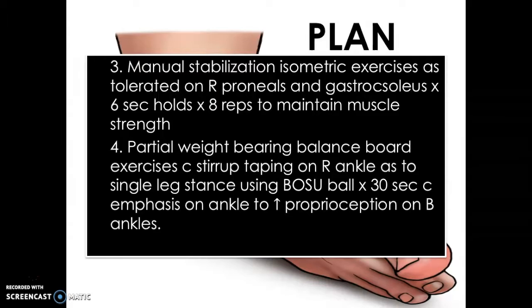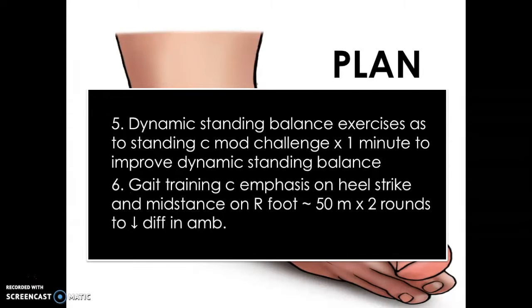The exercise is the single leg stance on the Bosu ball for 30 seconds with emphasis on the ankle to increase proprioception on the right ankle. Next, to address the dynamic standing balance, exercises will be done in standing with moderate challenges. Next, for gait deviations, we will be doing gait training with emphasis on heel strike and mid stance on the right foot for 50 meters and 2 rounds to decrease difficulty in ambulation.